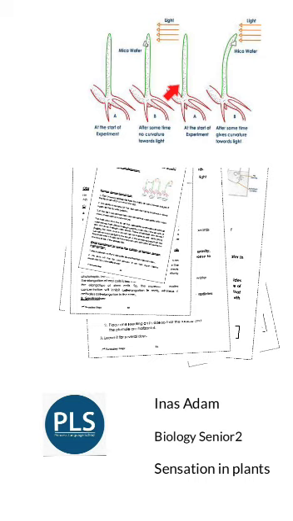Boysen-Jensen then, in another step, returned the cut part, but after sticking it with a mica sheet, and he noticed no curvature occurs. Boysen-Jensen explained that the reason for the curvature is the unequal distribution of the concentration of auxins.